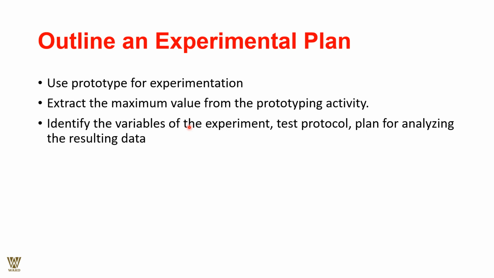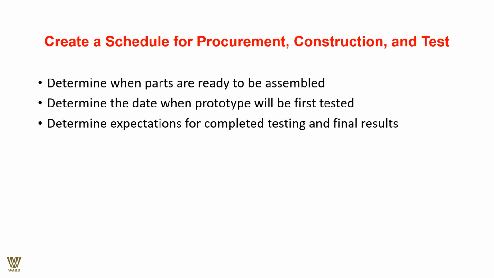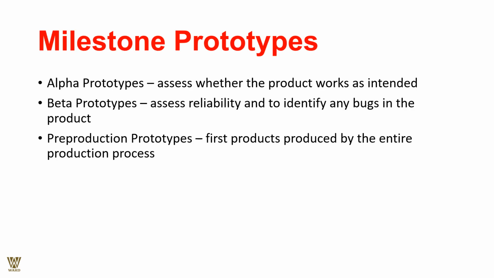So outline the experimental plan, and use the prototype for experimentation, definitely yes. Extract the maximum value from the prototype activity. Identify the variables of the experiment, the test protocol, and plan for analyzing the resulting data. Then comes creating the schedule for procurement, construction, and test. Determine when parts are ready to be assembled. Determine the date when the prototype will first be tested. Determine the expectation for the complete testing and final result.